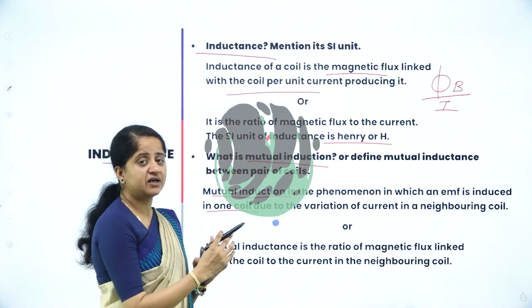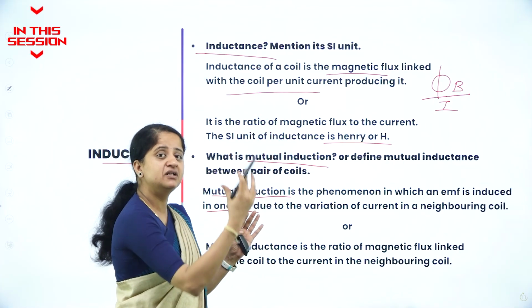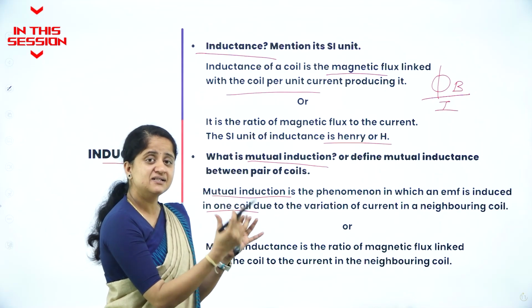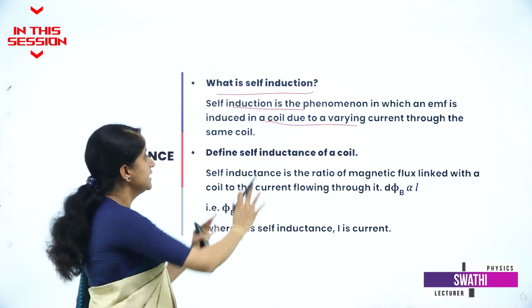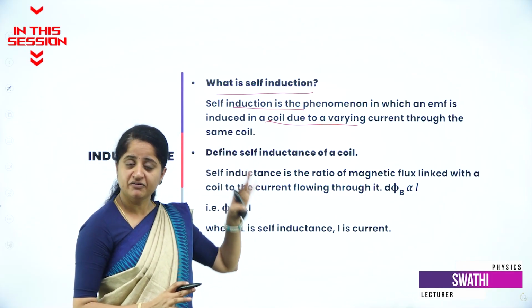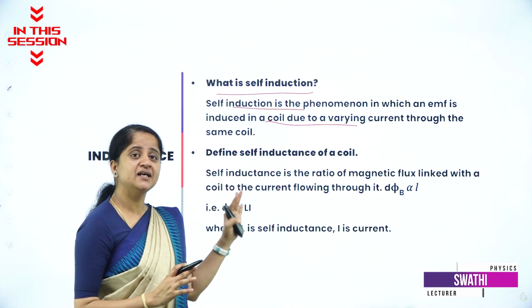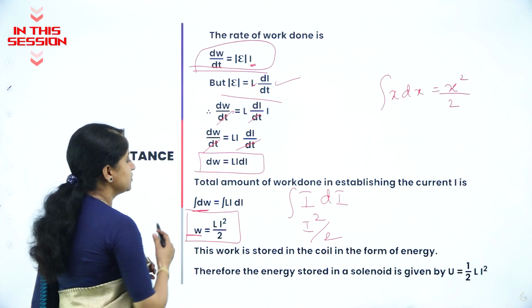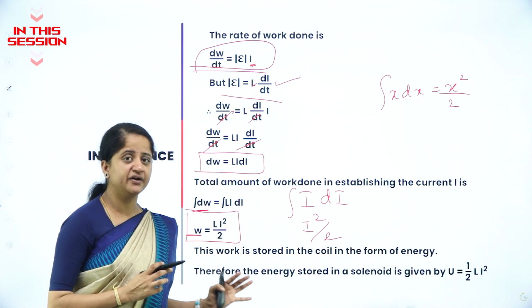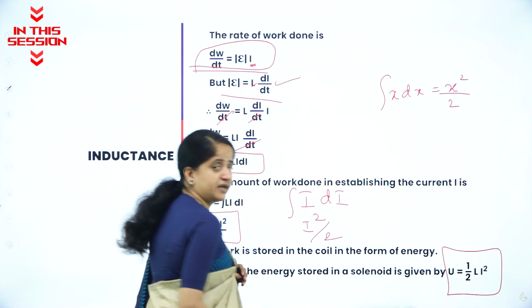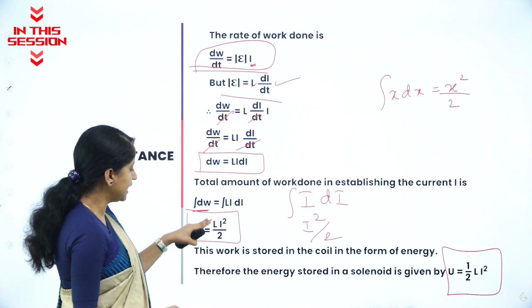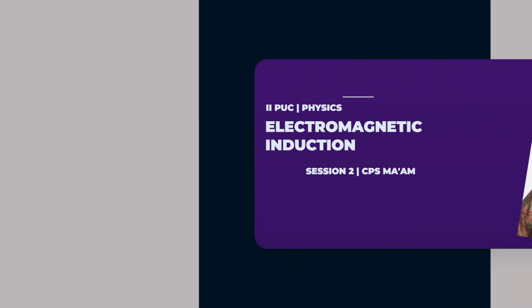Because of the variation of current in the neighboring coil, the EMF will be induced in one coil, and that is called mutual inductance. Self-inductance means the phenomenon in which the EMF is induced in one coil due to the varying current in the same coil. The energy stored in the coil or in a solenoid is given by U equals L I squared divided by 2, or it can also be written as half into L I squared.